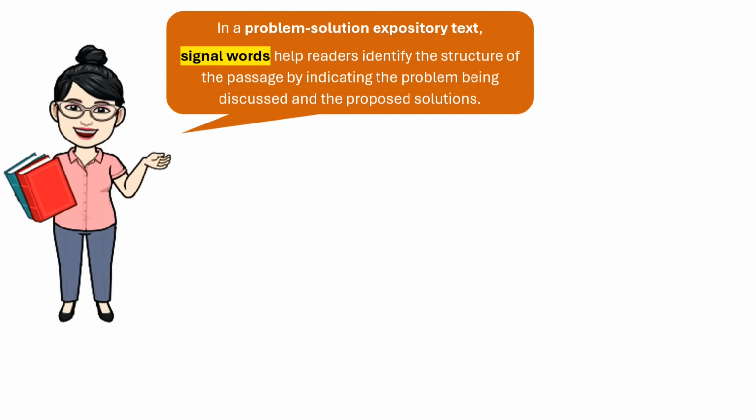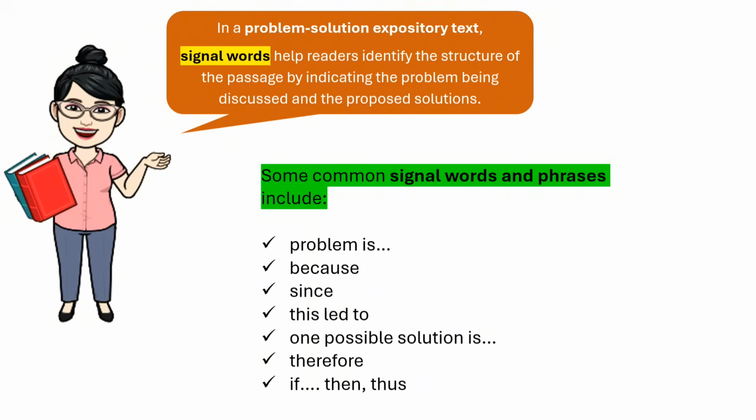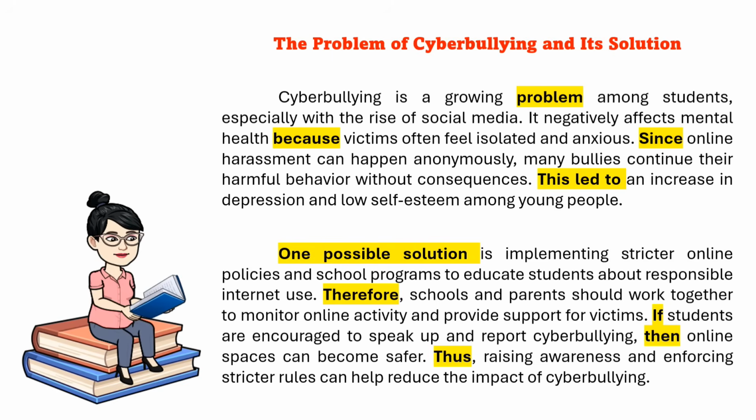In a problem solution expository text, signal words help readers identify the structure of the passage by indicating the problem being discussed and the proposed solutions. Some common signal words and phrases include problem is, because, since, this led to, one possible solution is, therefore, if, then, thus. Let's use these transition words in a passage. Let me read.